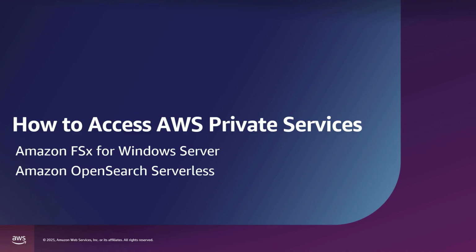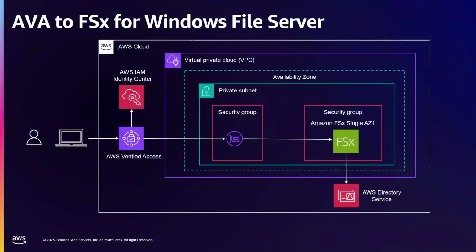I'm John Saul. I'm a solutions architect based out of Atlanta, and I'll be going over how to access two services, FSx for Windows Server and Amazon OpenSearch Serverless through AVA. So first, we'll take a look at AVA to FSx for Windows File Server.